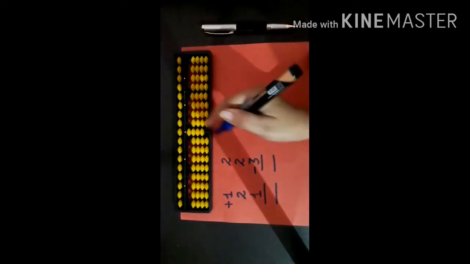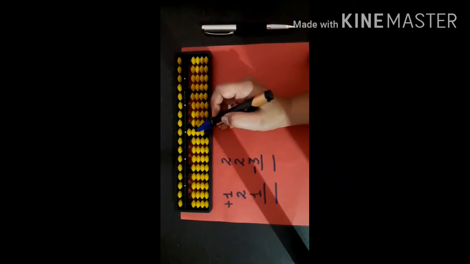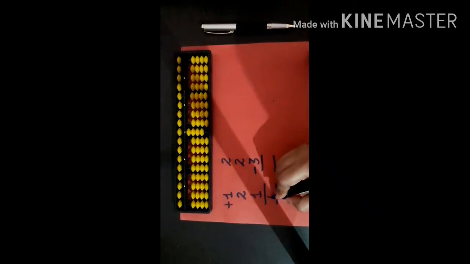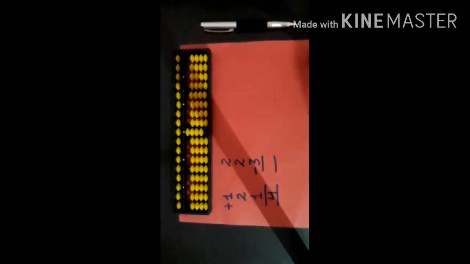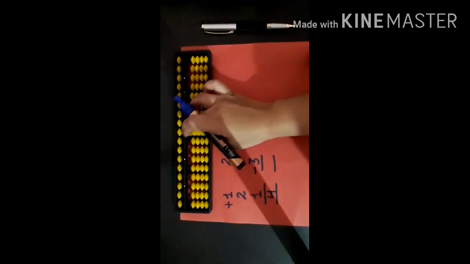Now count the beats. 1, 2, 3, 4. 4 is your answer. Now set your abacus again.